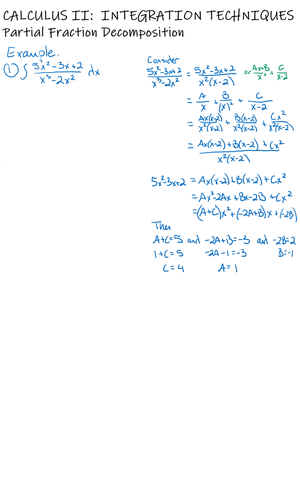Thus, we can now go back to our integral. We know that this is equal to a over x plus b over x squared plus c over x minus 2, and I now know what to use for a, b, and c. So we get the integral of a over x plus b over x squared plus c over x minus 2. There's the integrand. Now we can go ahead and integrate each one of these independently.